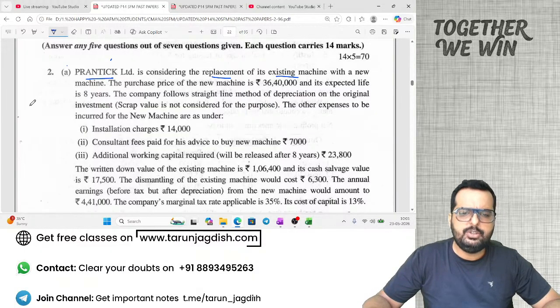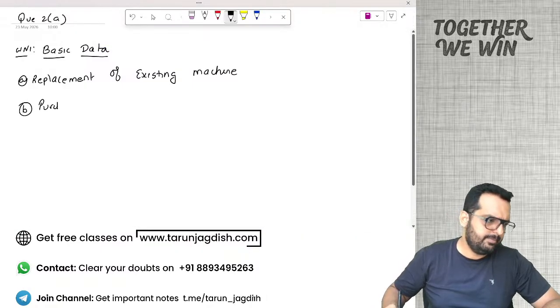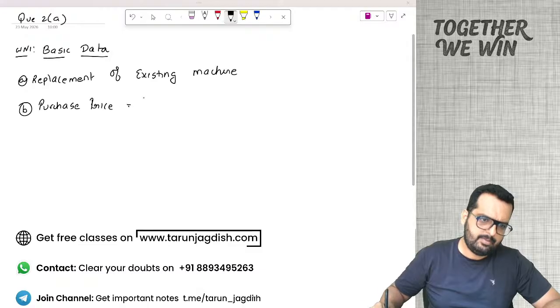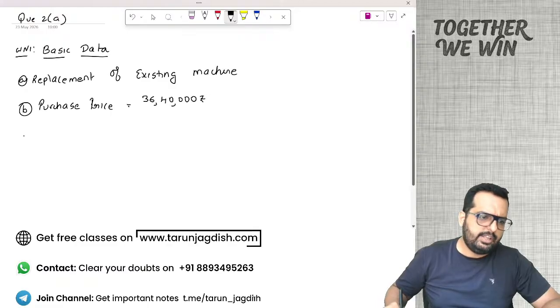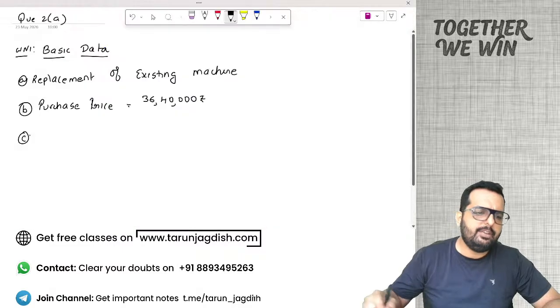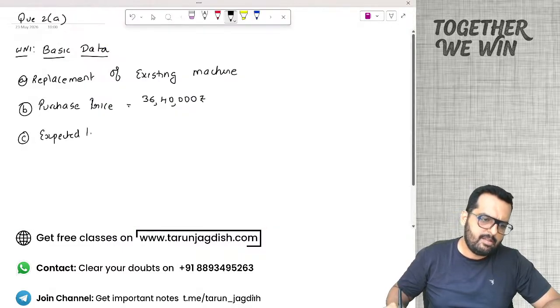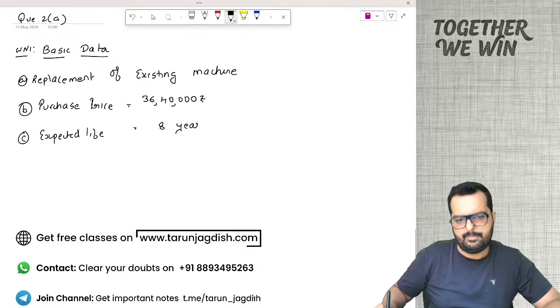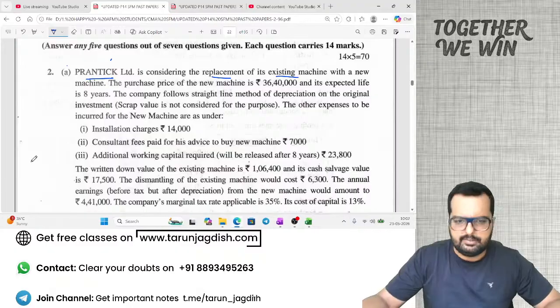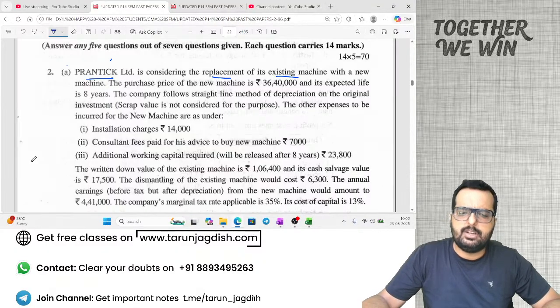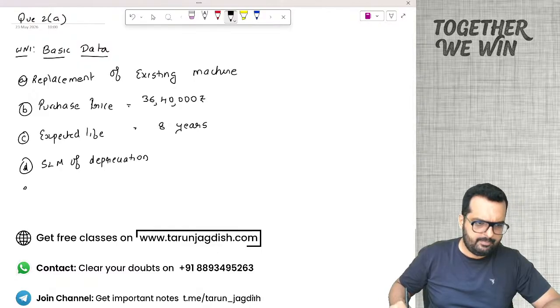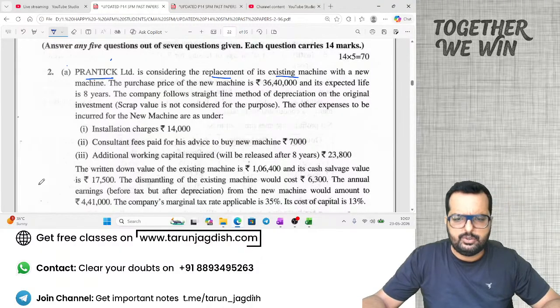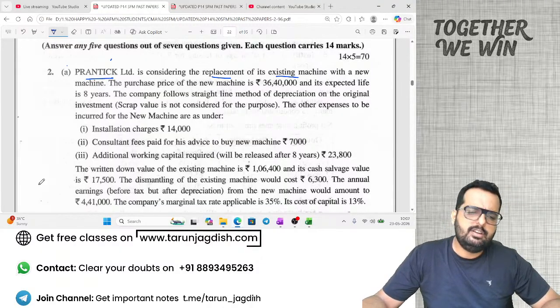The purchase price of the new machine is 36,40,000 rupees. And its expected life is 8 years. Okay. Now, company follows straight line method of depreciation on the original investment. Straight line method of depreciation is used. Okay. Scrap value is not considered. So scrap value is 0.